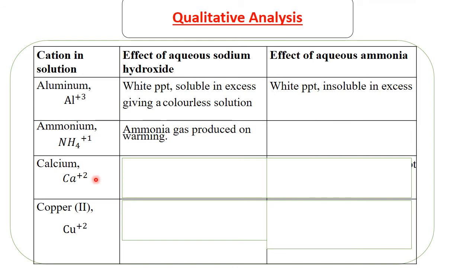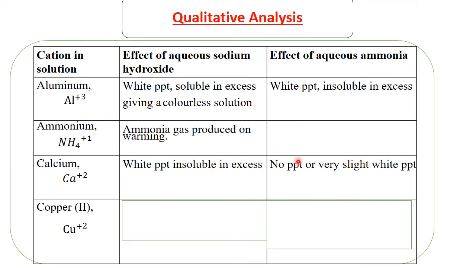Now calcium. For the calcium ion, a white precipitate is formed, and it is insoluble in excess. So the difference between aluminium ion and calcium ion is that aluminium ion is soluble in excess, while calcium ion is insoluble in excess. What if you put ammonia? There will be no precipitate, or a very slight white precipitate. That's the behavior of calcium in aqueous ammonia.